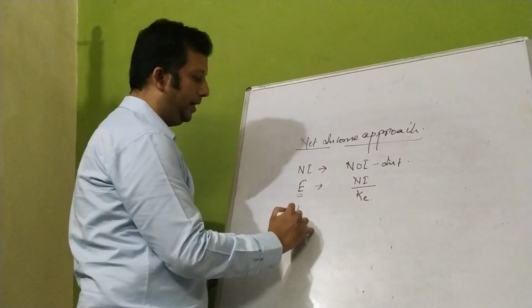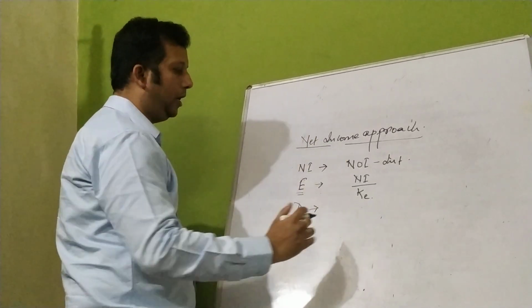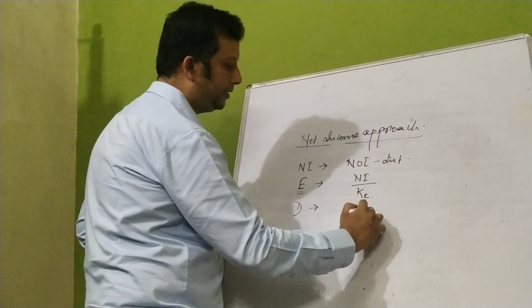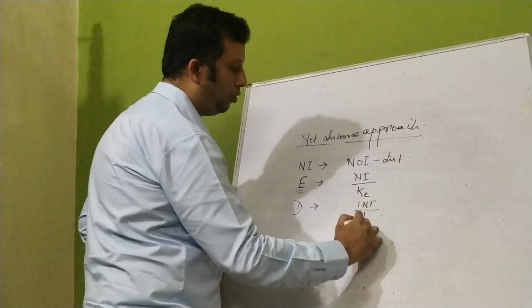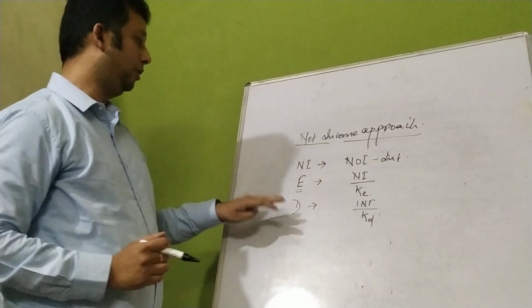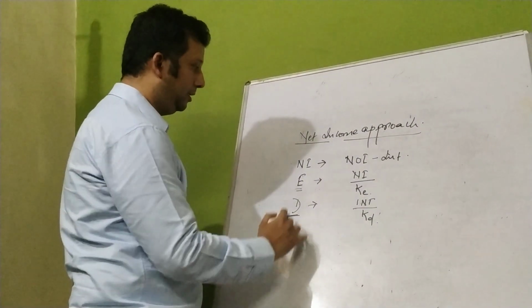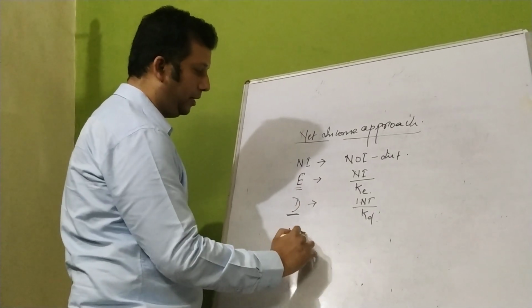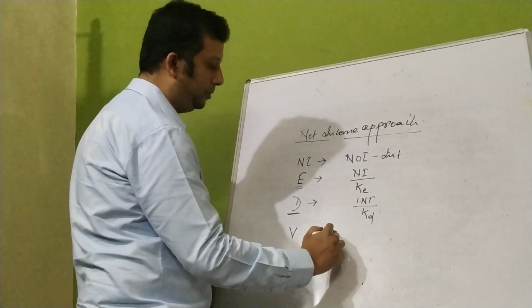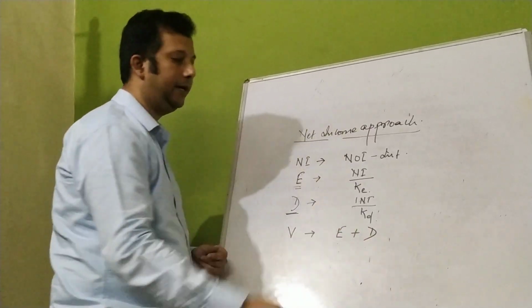Then we will calculate D. D stands for value of debt. So value of debt is the interest divided by the cost of debt. Once you have calculated the value of debt, the next thing that we are going to calculate is the value of firm. Value of firm is equal to value of equity plus value of debt. Very easy.